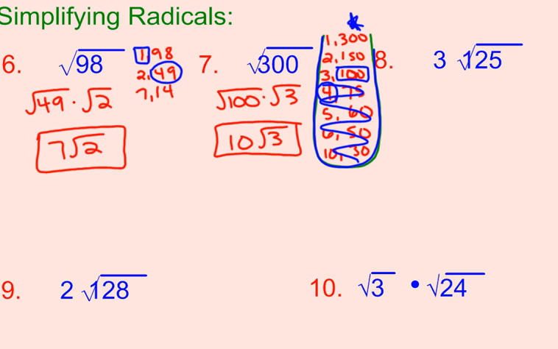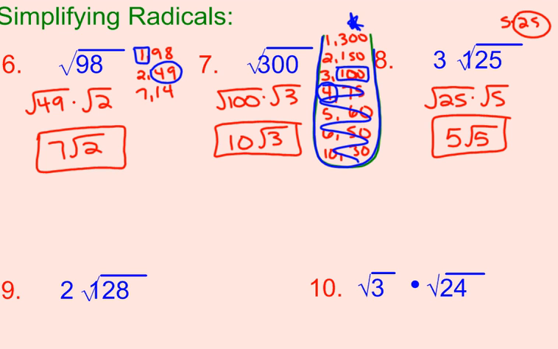I'm going to have you guys try number 3. If you want to pause it and then check the answer, go ahead and do that. Number 3, hopefully when you listed the factors, you realize that you have 5 times 25. So that's my biggest perfect square. I'd write the square root of 25 times the square root of 5. The square root of 25 is 5, so my answer would be 5 root 5.